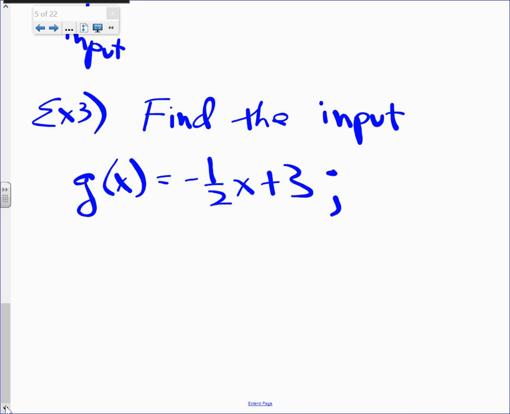Rodriguez, I'm done. Just because of that. And now look at this. I'm going to give you the output. The output is, all right.